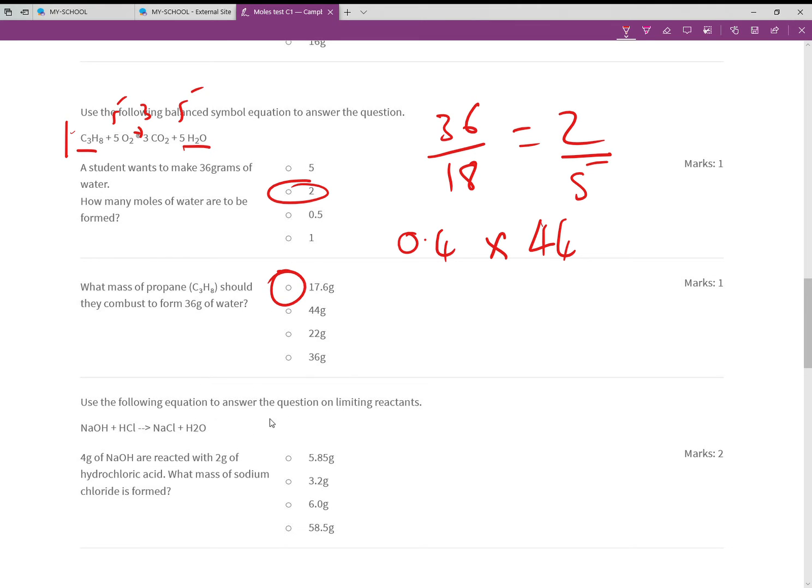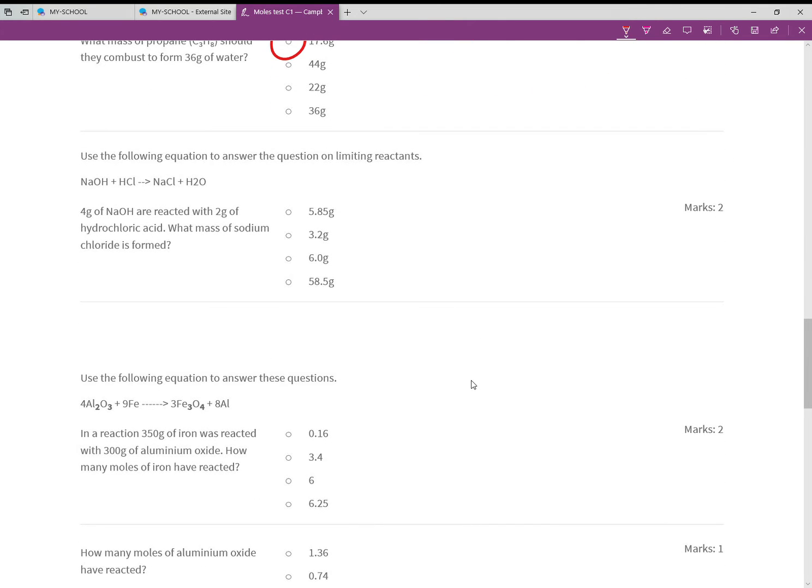Okay, next one, use the following equation to answer the question on the limiting reactants. So we're in the limiting now. Okay, so we've got, again, 4 grams. Always fill in the info you get. Was reacted with 2 grams of HCl, 2 grams of that. What mass of sodium chloride was made?